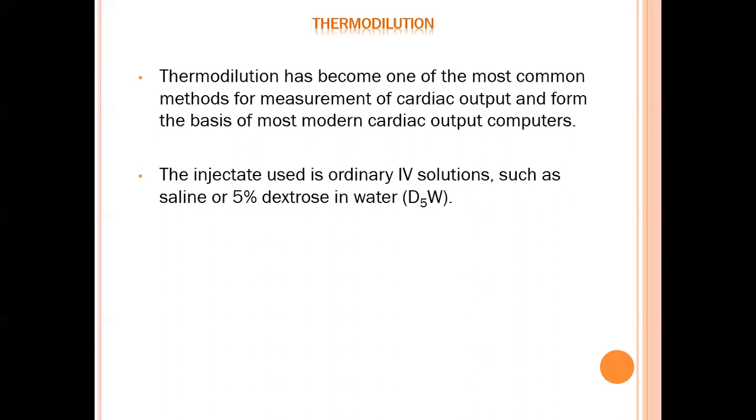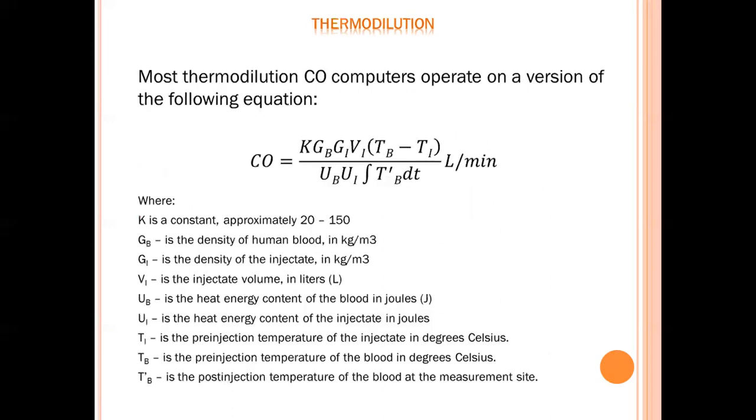Another method that is commonly employed is thermodilution, which is one of the dilution techniques. Thermodilution has become one of the most common methods for measuring cardiac output and forms the basis of most modern cardiac output computers. The injectate used is ordinary solutions such as saline or 5% dextrose in water.